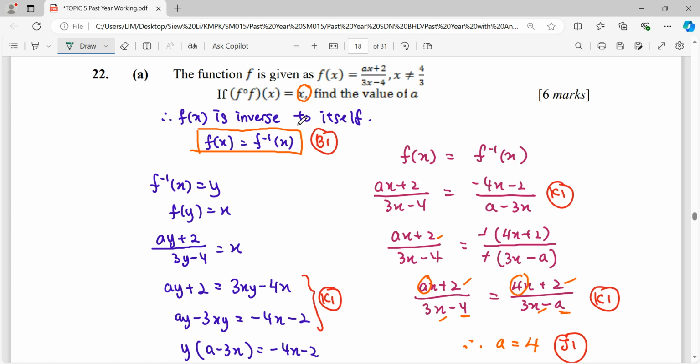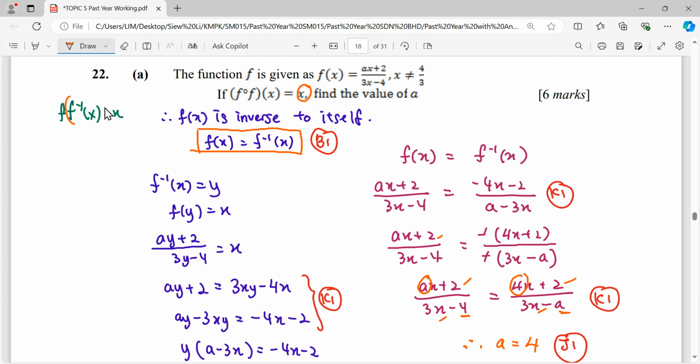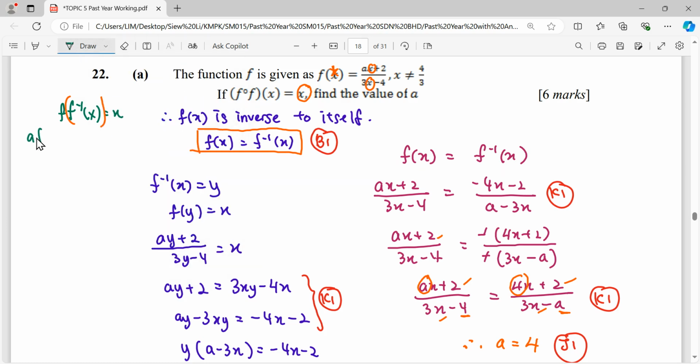So to get this f inverse, we will find it using the composite method, where f of f inverse will equal to x. So from here, we're going to substitute our f inverse into x here. So this x will be replaced by f inverse. Therefore, it will give us f inverse plus 2 over 3 f inverse minus 4 equals to x. So we're going to simplify until we get the f inverse.